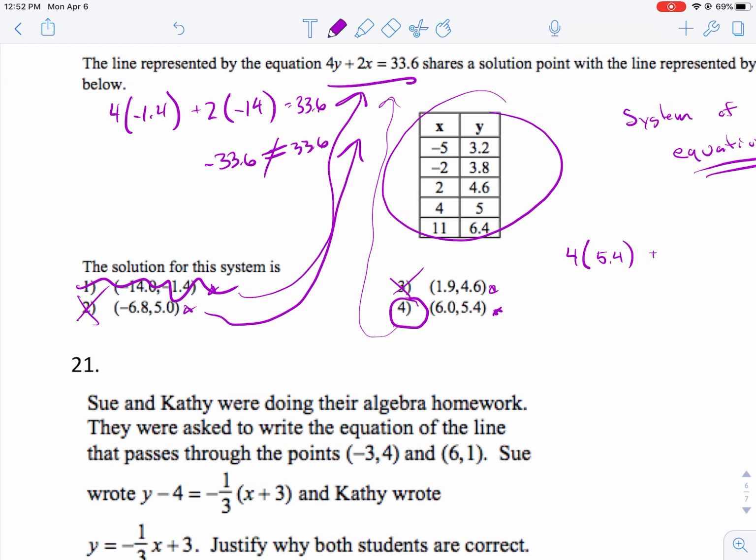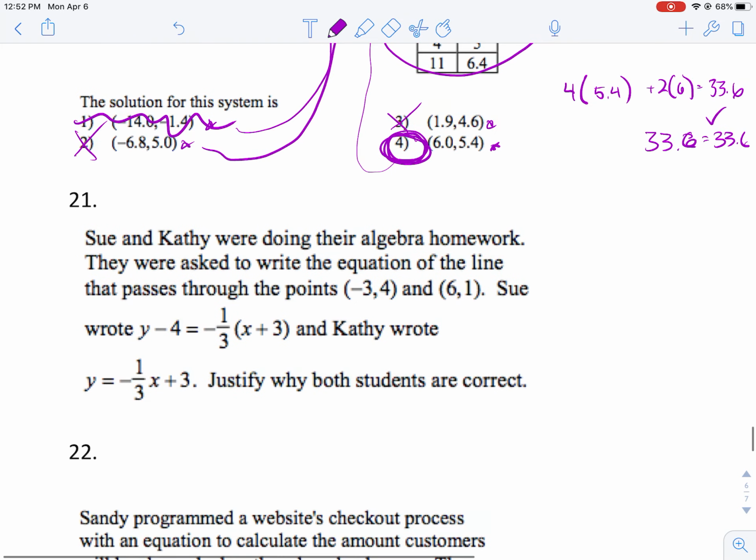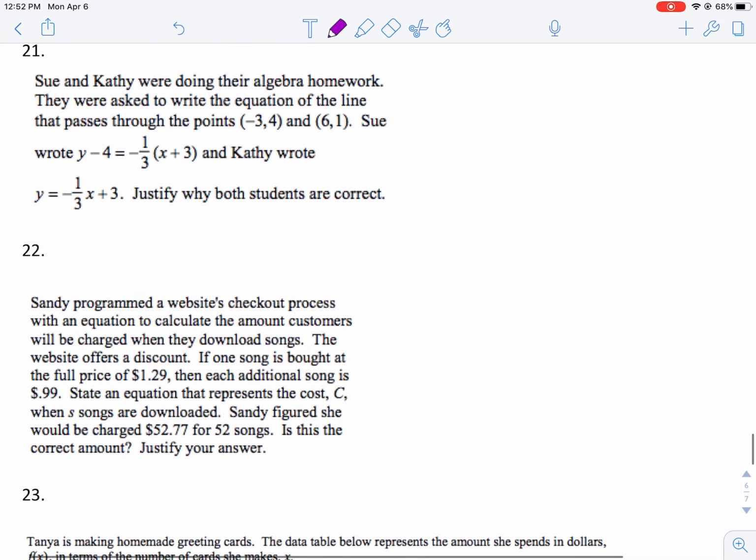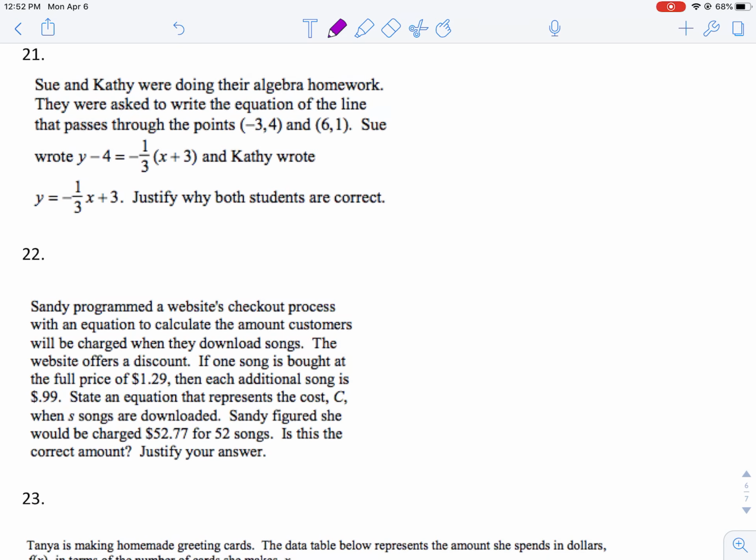If you take this value and plug it in for this one, you would see that you would get 33.6, which is equal to 33.6, and this is the only point that will work for this equation up here. So number 4 is the answer to number 21.